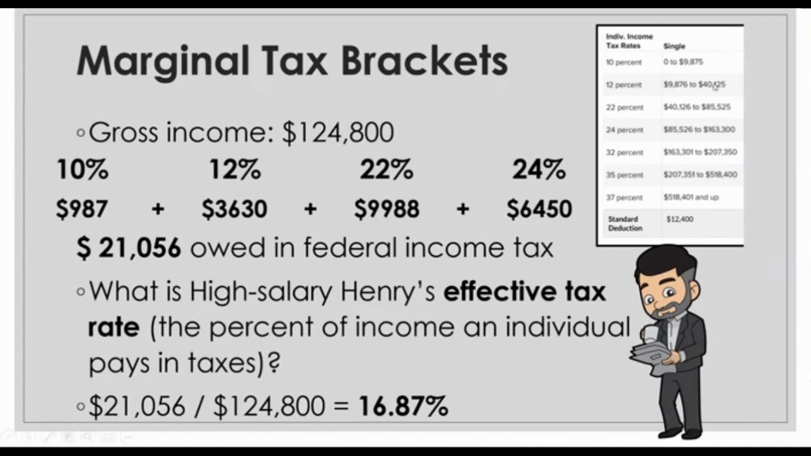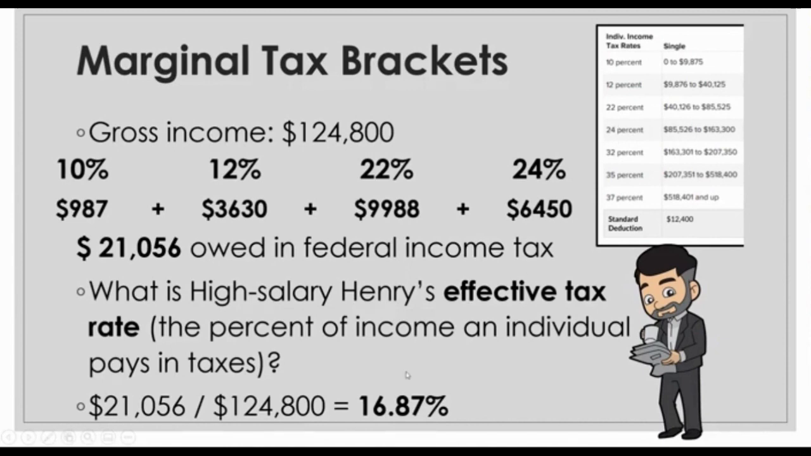Even though he fell into a 24% marginal bracket, he did not pay 24% of his income in taxes. He paid less than 17% because some of his dollars were taxed at 0%, some at 10%, some at 12%, and so on. That pushes down his overall average. The effective rate that you pay is always going to be less than the marginal rate. His marginal rate was what his last additional dollar was taxed at. That's what bracket he fell into, the 24%, but he didn't actually pay 24% in taxes.